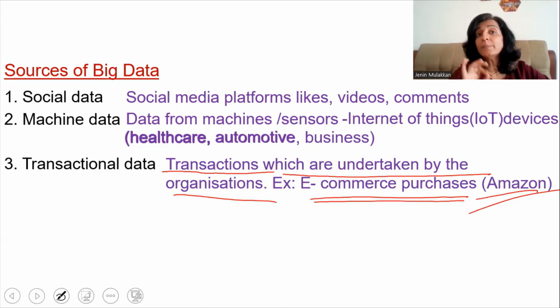Now, whenever you buy a particular item from Amazon, say you buy a home decor item, then immediately your suggested items will include home decor items in the subsequent searches. That is because Amazon always does big data analytics based on your transaction history.